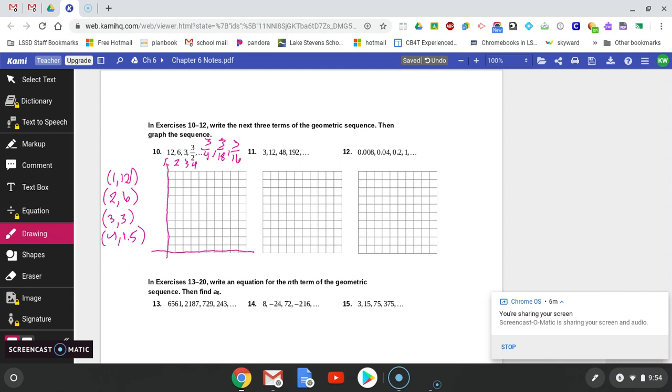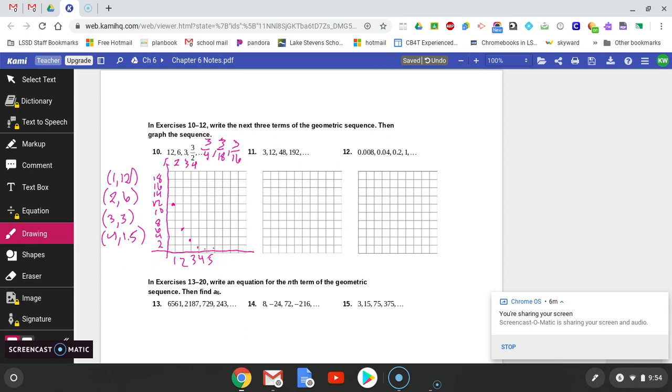Let's see, I'll go by 1s for my x-axis. I'm going to go by 2s on my y-axis. So 2, 4, 6, 8, 10, 12, 14, 16, 18. All right, so my first one is at 1, 12. My second one is at 2, 6. Then it's at 3, 3, which would be halfway here. And then 4, 1.5, and then it's going to keep getting closer and closer.